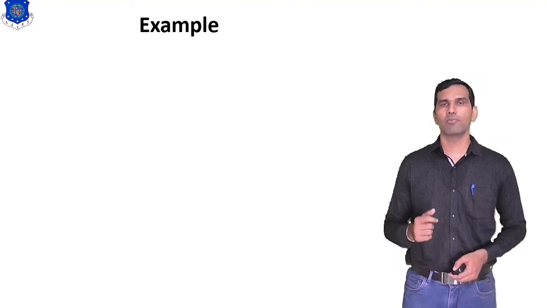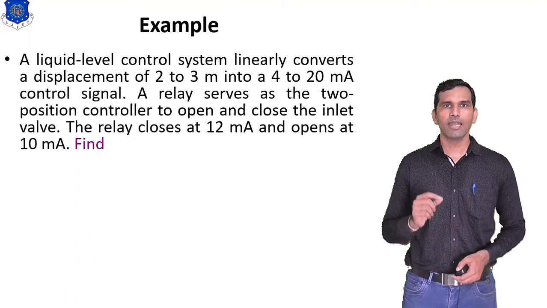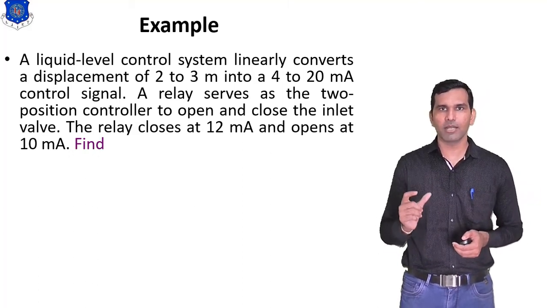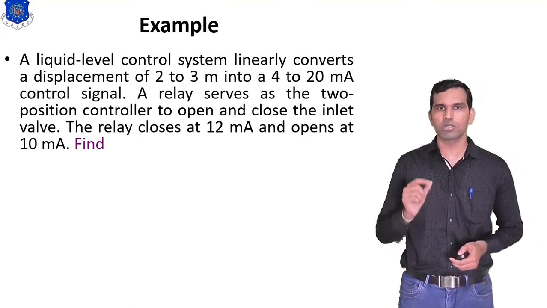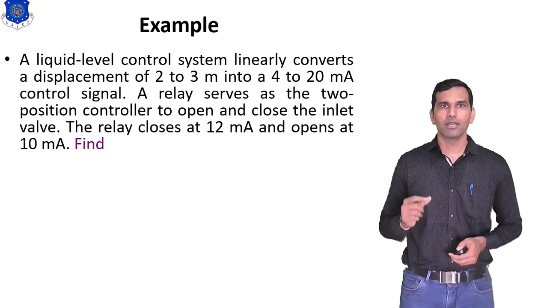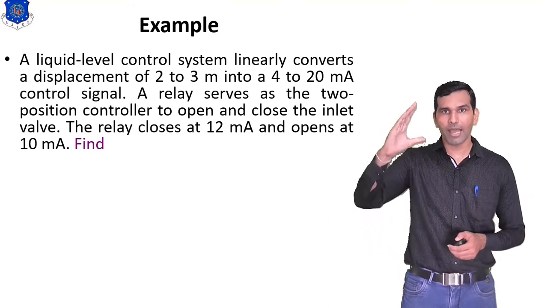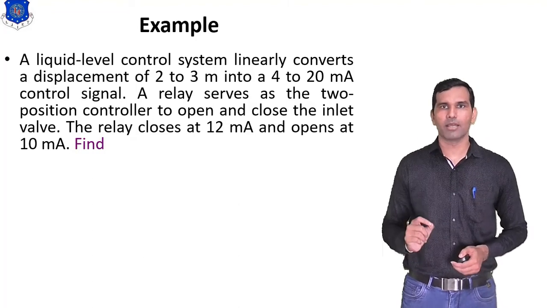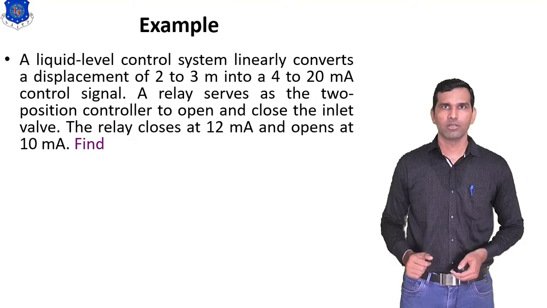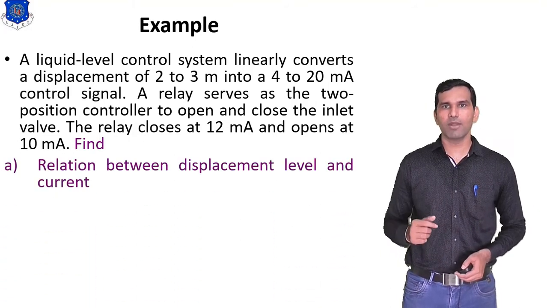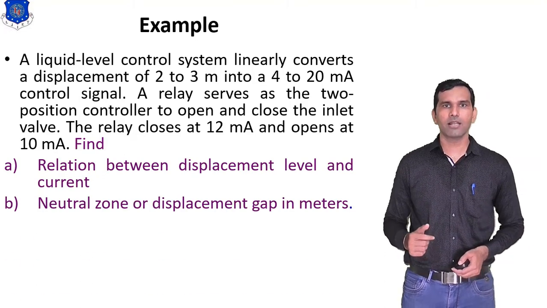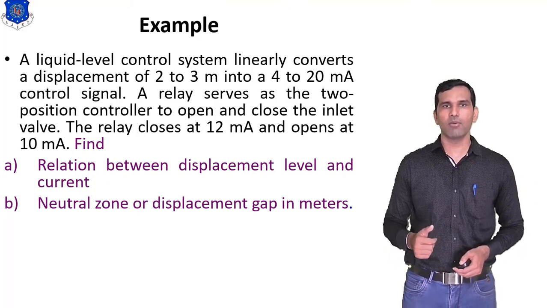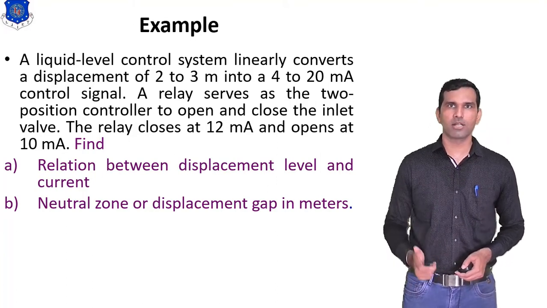Now we understand with the help of one example. A liquid level control system linearly converts a displacement of 2 to 3 meter into a 4 to 20 milliampere control signal. A relay serves as a two position controller to open and close the inlet valve. The relay closes at 12 milliampere and opens at 10 milliampere. Find the relation between displacement level and current, and the neutral zone or displacement gap in meter. So here we have to find the relation between the displacement level and the current, and second, we have to find the neutral zone.